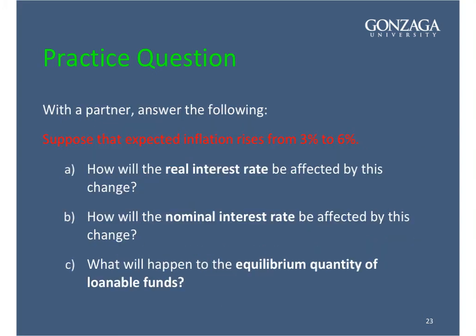Suppose that expected inflation rises from 3 to 6%. To walk you through this, think about the real interest rate being nominal minus inflation. If inflation goes up, all else equal, real interest rates would go down. So who gains, who loses? Savers will lose, borrowers will gain.